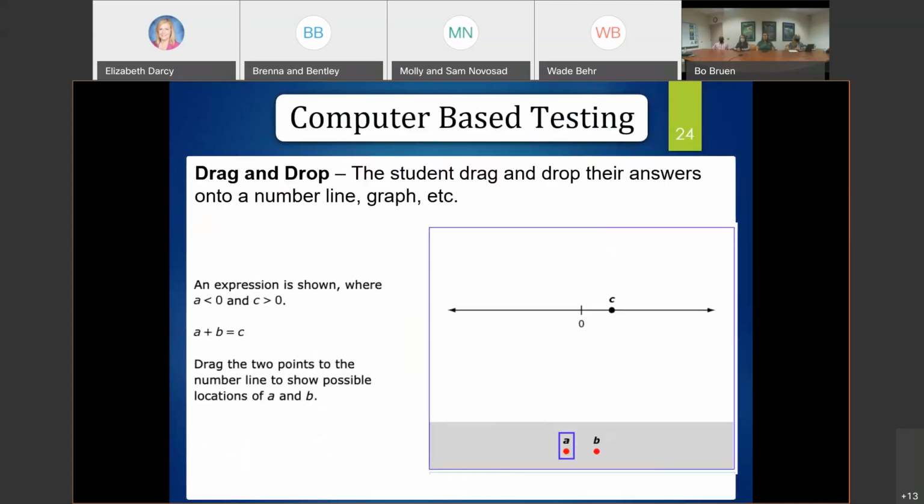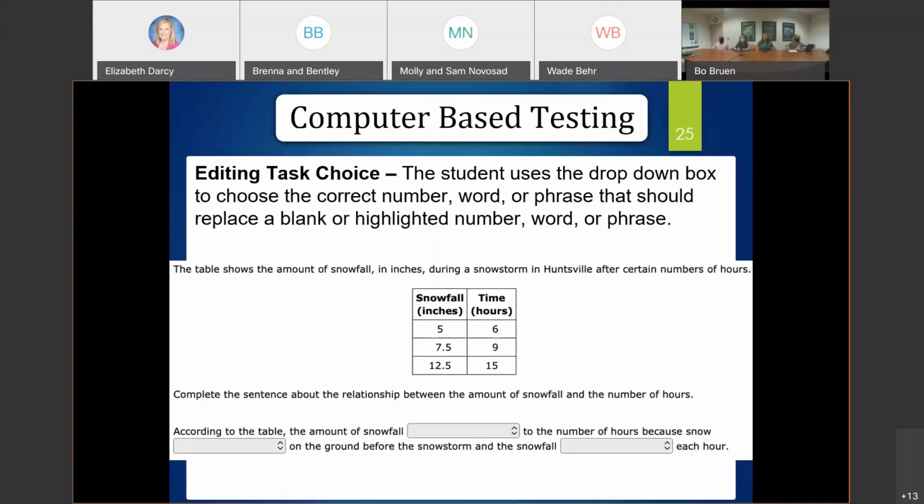There's also drag and drop, just a different type of format, making sure that they can answer correctly and put answers in the right spot. Students will be practicing this to understand how they can effectively reflect their answer choice in the way that they would like. For the editing task choice, instead of bubbling it in because we're on a computer, it's going to be a drop down where they select the correct response that they would like.